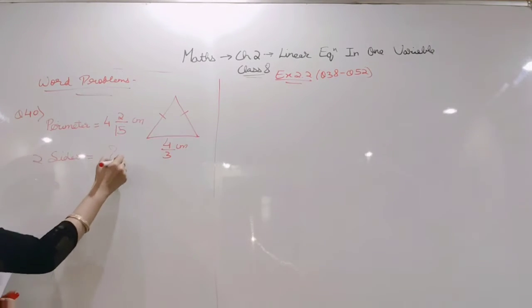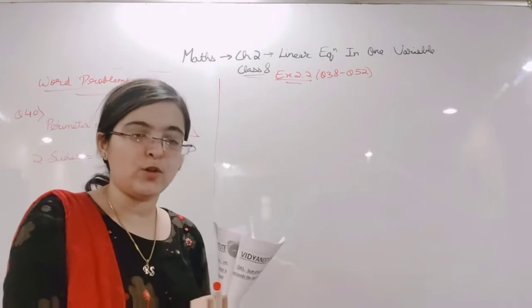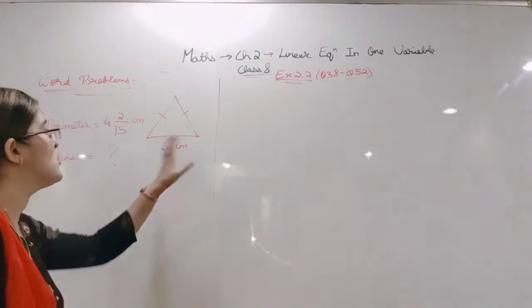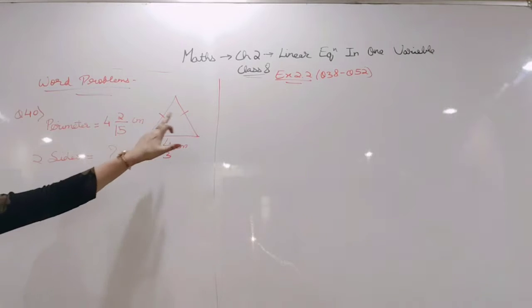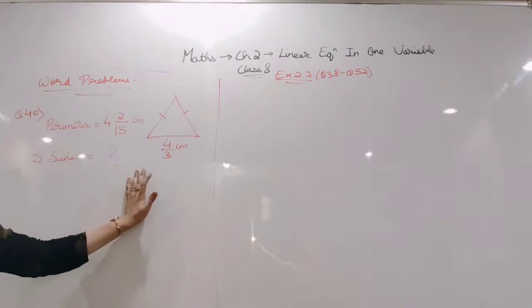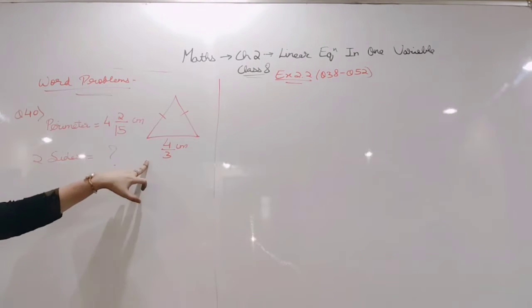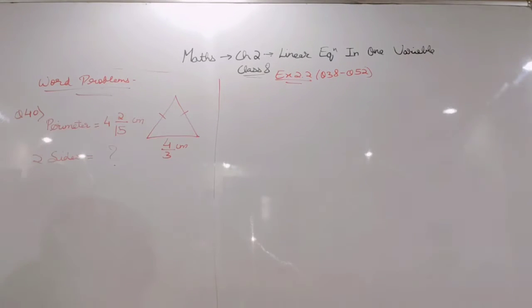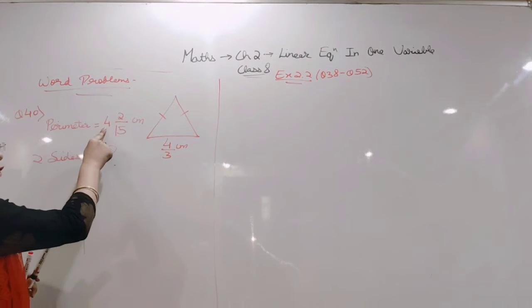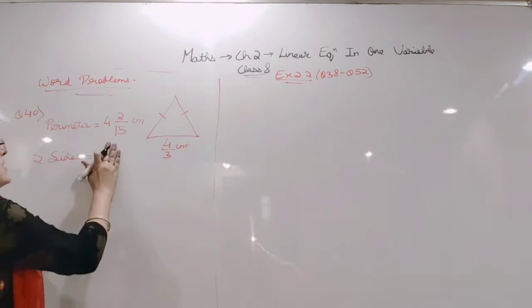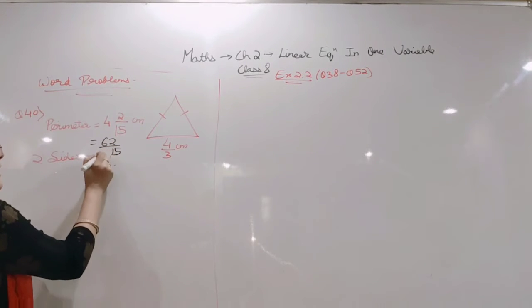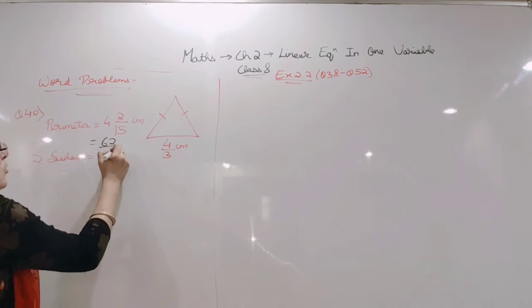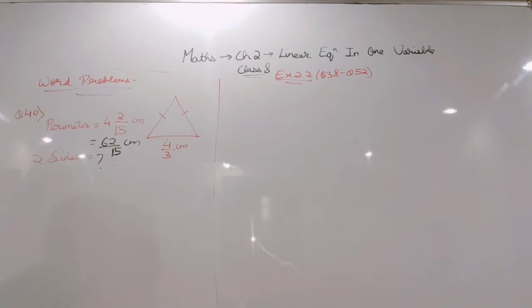Okay, length of two sides. These two sides. You have to find the length of two sides. See the question, students. An isosceles triangle is given. That means the two sides will be same because it is an isosceles triangle. Its base is 4 by 3 and perimeter is 4 2 by 15. We will convert it into an improper fraction. 15 into 4, 60. 60 plus 2, 62. You will get 62 upon 15 centimeter, your perimeter.